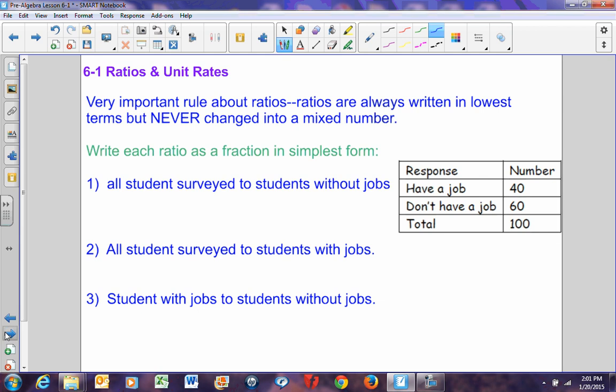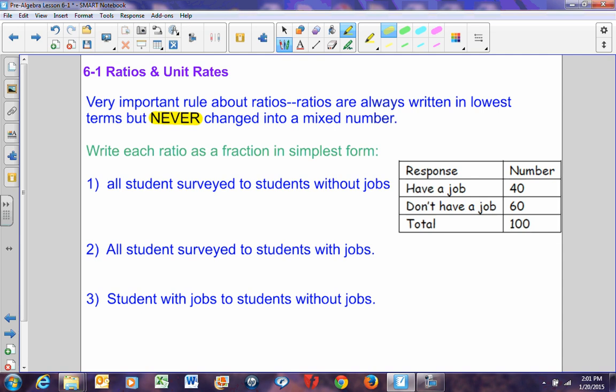Ratios and unit rates. There's a very important rule about ratios that you need to make sure you fully understand. Ratios are always written in lowest terms. However, they are never, ever changed to a mixed number. Because a ratio is comparing two quantities. I cannot compare two quantities if I'm not talking about 1.5.